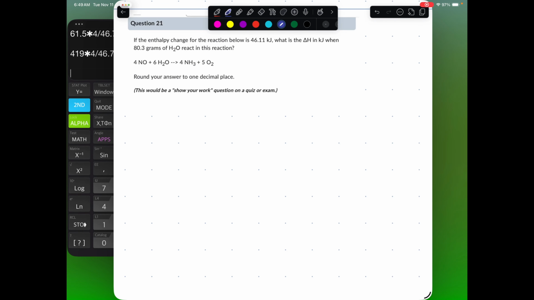All right, let's look at one more, like the ones that hopefully you just watched, but you don't have to watch them to understand this one. I want to know the enthalpy change for the reaction. If the enthalpy change for the reaction is this, it's an endothermic reaction, that amount of heat is a part of the reactants. What is the delta H in kilojoules when this many grams of water react?